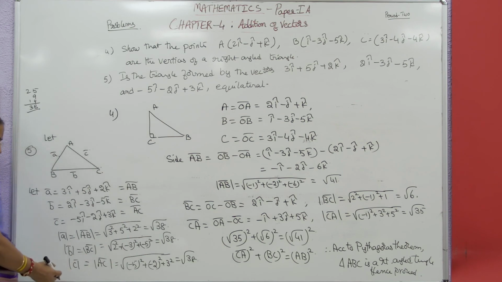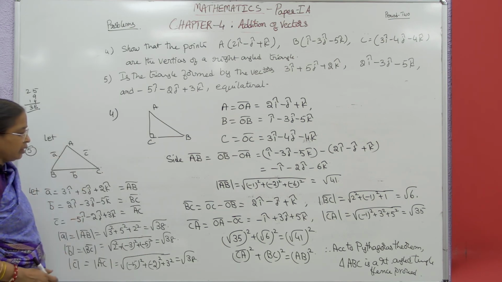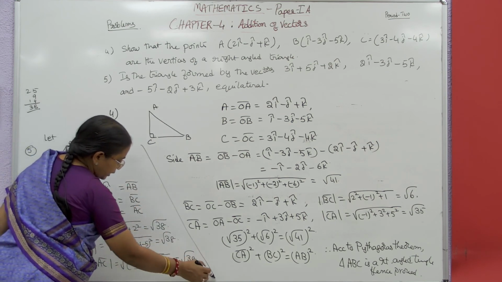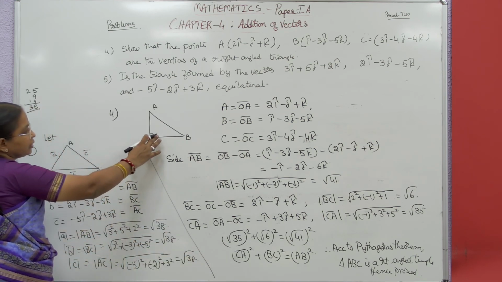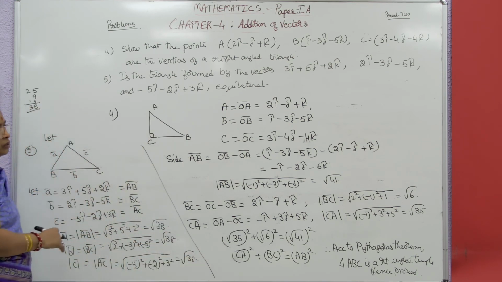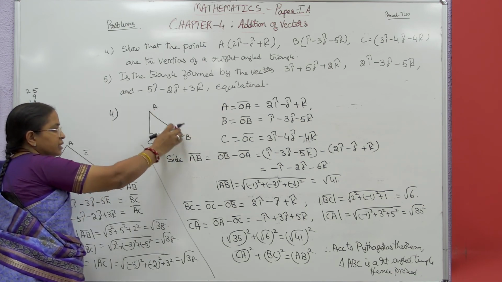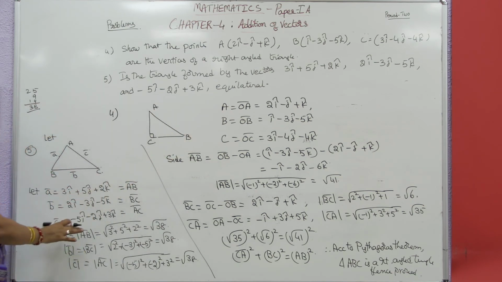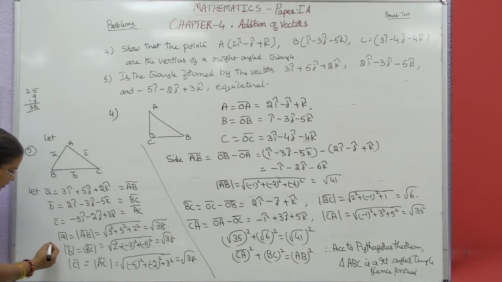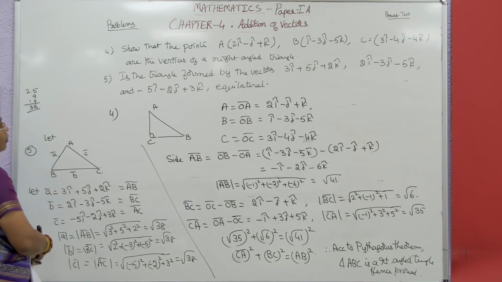Since all sides are equal, the triangle is equilateral. Yes, the triangle is equilateral. So we'll write the conclusion. So you must understand the difference between these two. Here these are the vertices and here these are already the sides. So you are directly finding the length. So this is the length of the side AB. So after this we'll conclude like this.